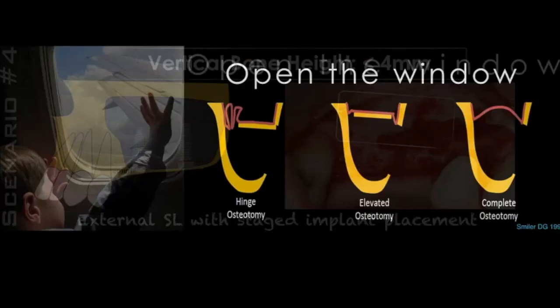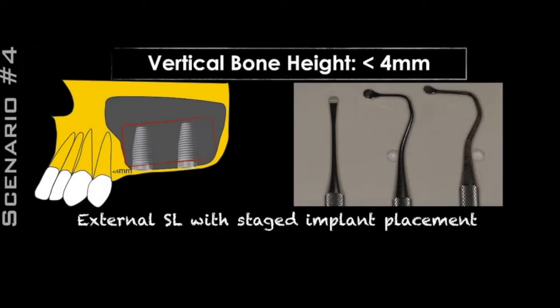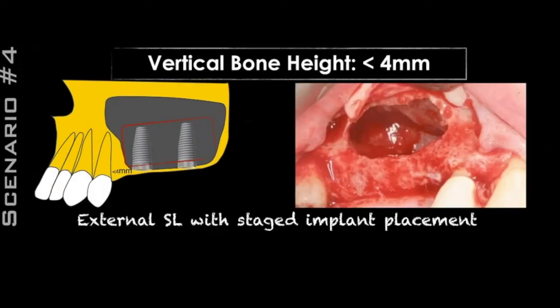And in this case, you can see how a flap was elevated to access that lateral wall of the sinus. As we said, we choose a complete osteotomy, so then we can go with our instruments in that area, always keeping in mind that we want to stay within our surgical portion. We don't want to block that physiological part of the sinus. And in this case, we were able to elevate the membrane without any perforations, which is what we want to do. We don't want to have any perforations if we don't have to.